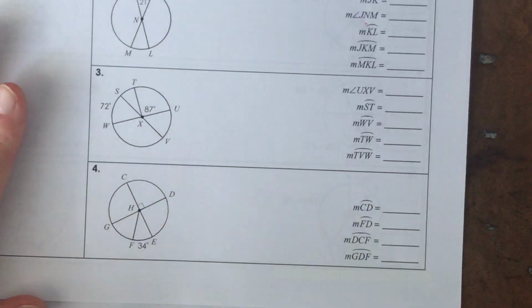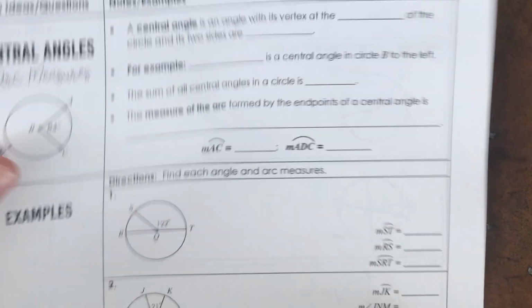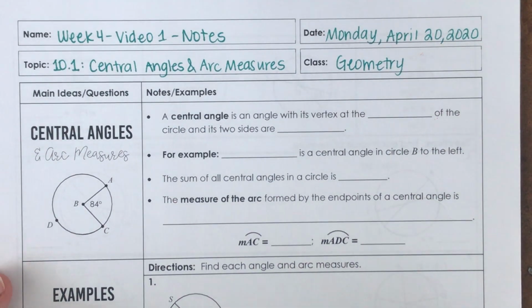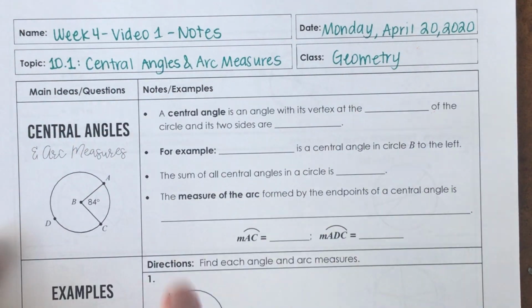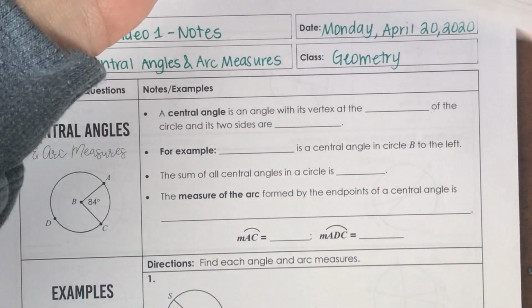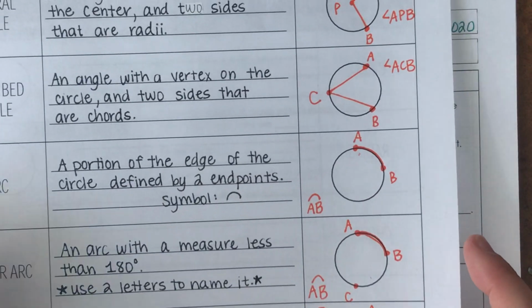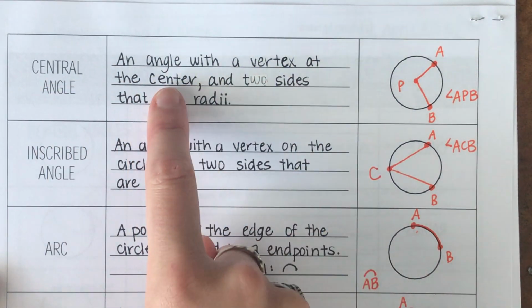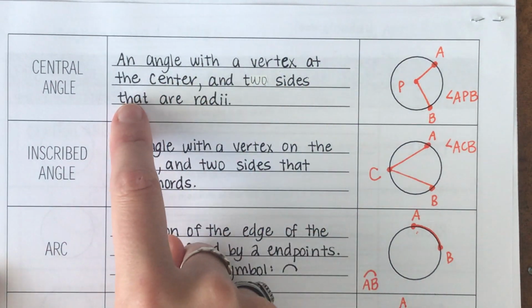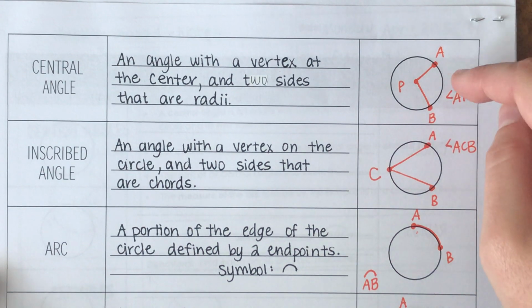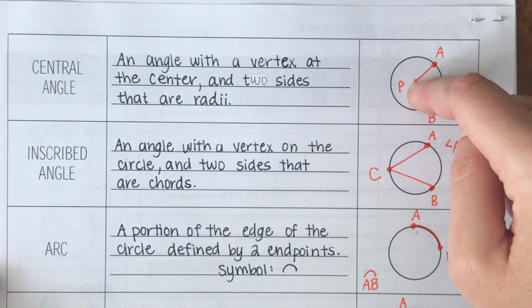Okay, now we have talked just a little bit about some regular vocabulary words that are going to help us out. Now we're going to actually get started on our notes themselves. These notes are going to talk all about central angles and arc measures. Remember, a central angle is an angle that has a vertex at the center and 2 sides that are radii. It goes into the center, out from the center, and I'm always going to have a radius and a radius.